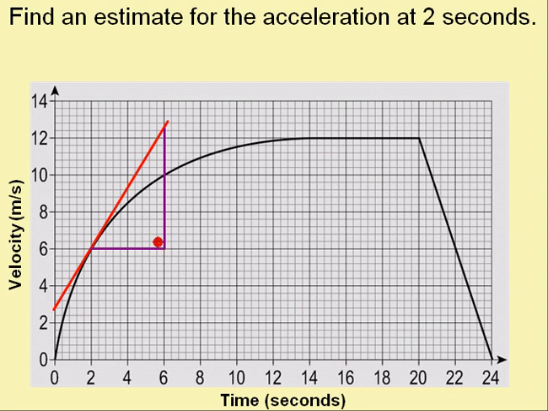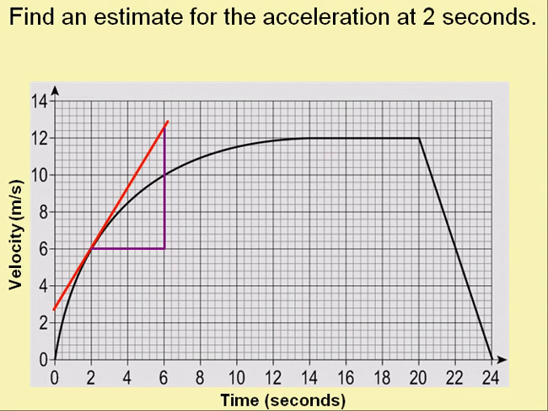The key to finding this gradient correctly is working out what each little square is on the scale. I can see that this scale is the same as this scale, and that we go from 0 to 2 in 5 little squares, so each little square must be 0.4. I'm going to use this now.